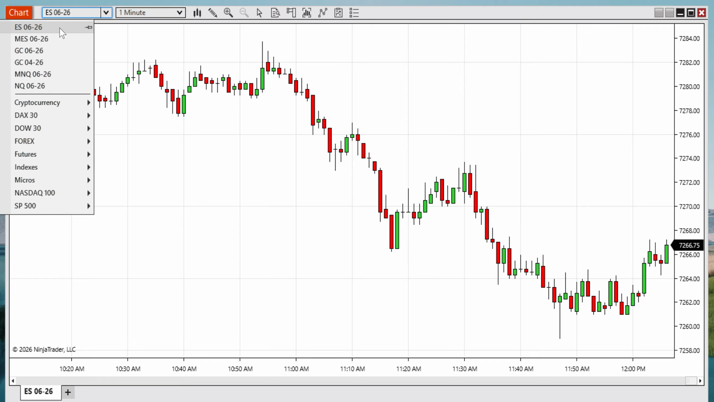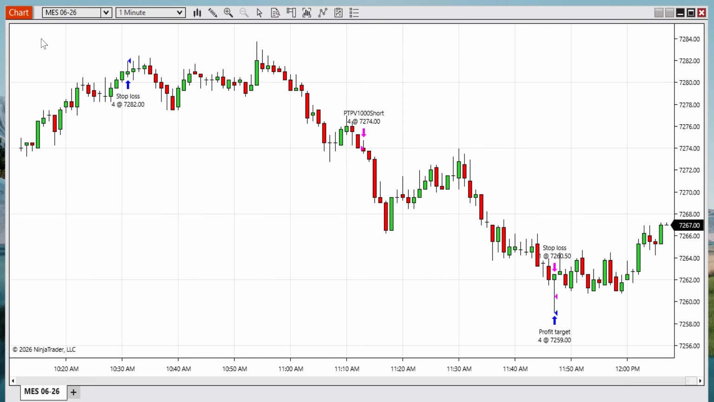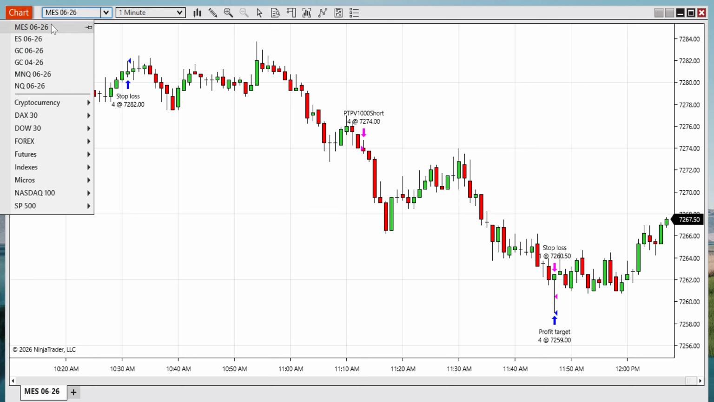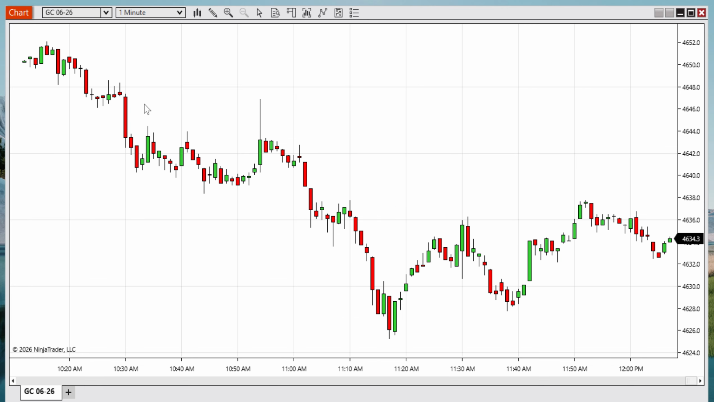Here you can select a different instrument, if you want. Since I'm taking trades on MES, you are able to see some of these trades where I entered, where I exited, all these things. If I want to change it to gold, I can change it to gold, and this is the gold value.